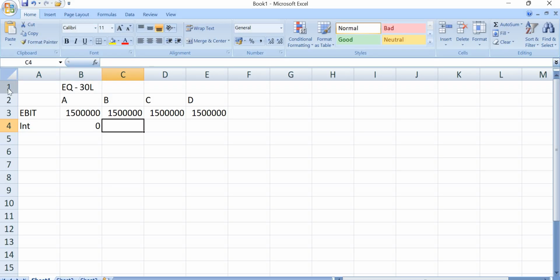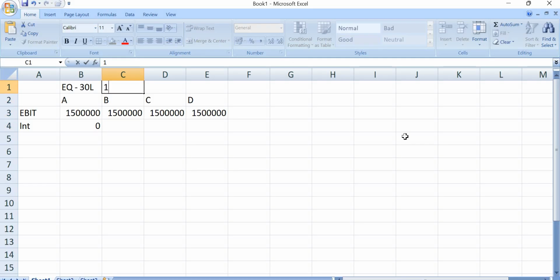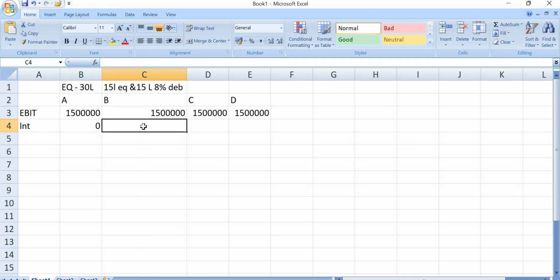So in the second scenario, we are going to finance 15 lakhs through equity shares and the remaining 15 lakhs through 8% debentures. So 15 lakhs is equity shares and the remaining 15 lakhs is 8% debentures, right? So what I'm going to pay here as interest for that 15 lakhs, I'm going to pay 8%. So 1,20,000 I'm going to pay as interest.